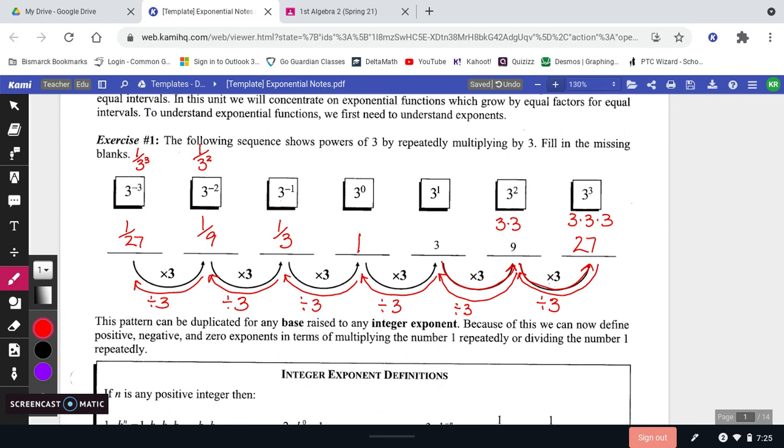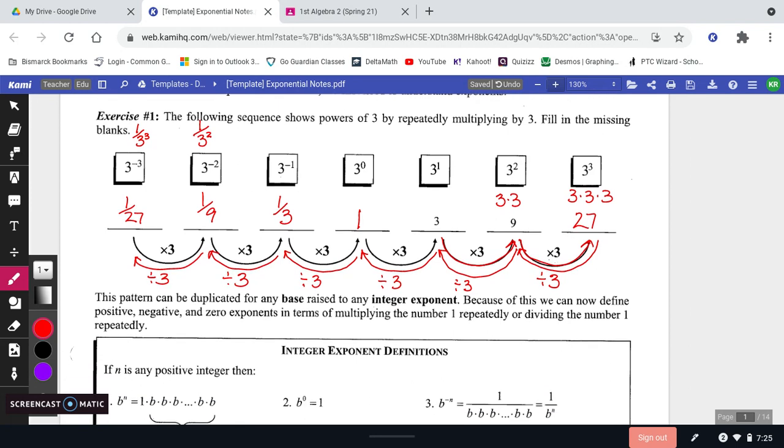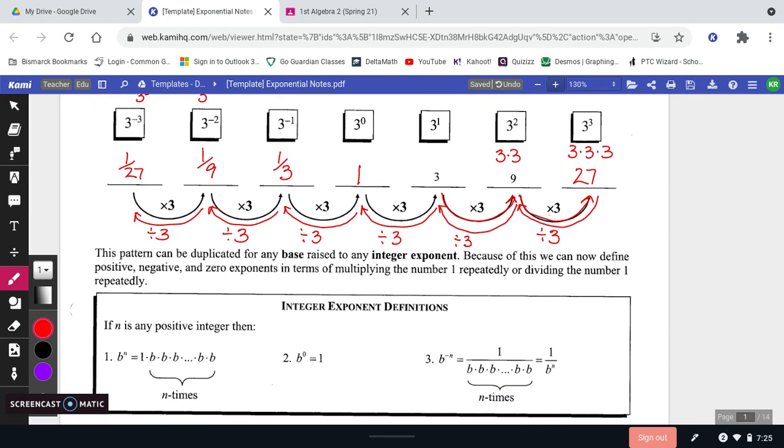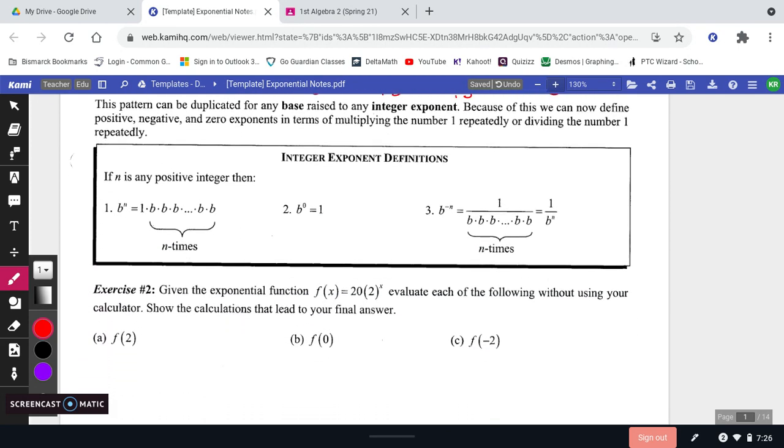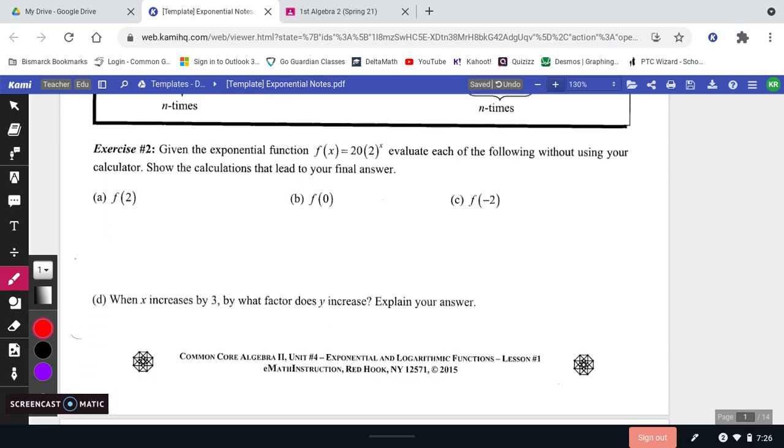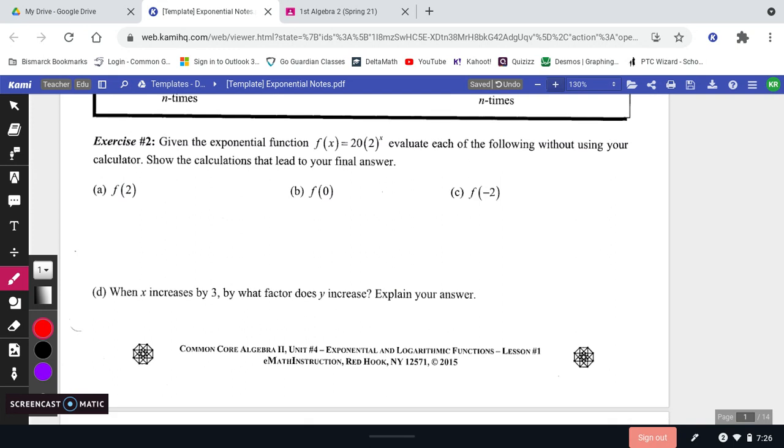Okay, so that pattern is going to hold true for anything. Any number you want to choose, or if you were working with variables to negative exponents, it's the same concept. Okay, here in example 2, we have a little bit of function notation.